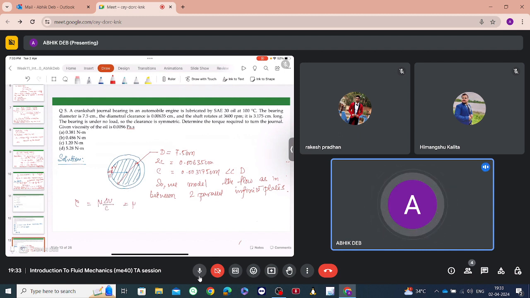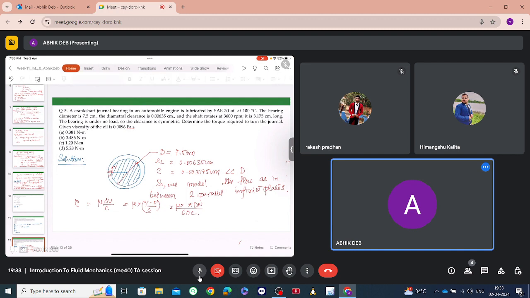So mu into V minus 0 by C, and mu into, that is, pi dn by 60 C.